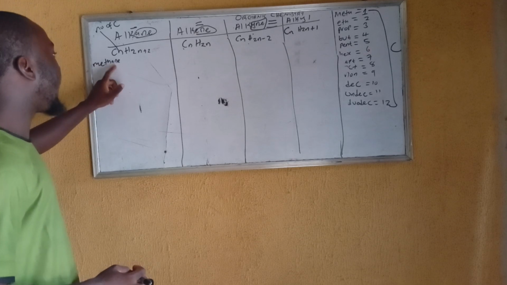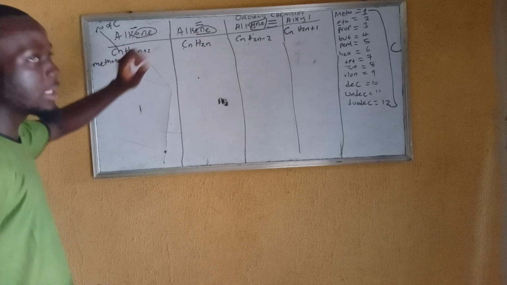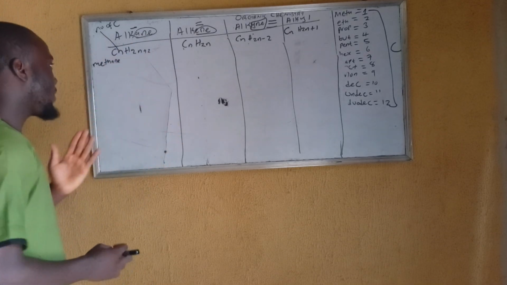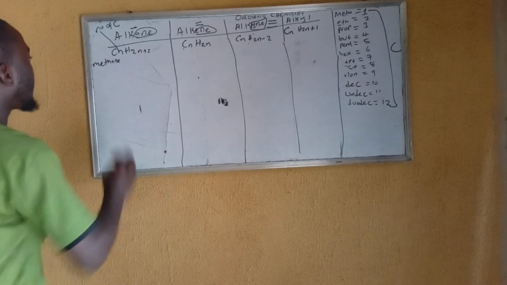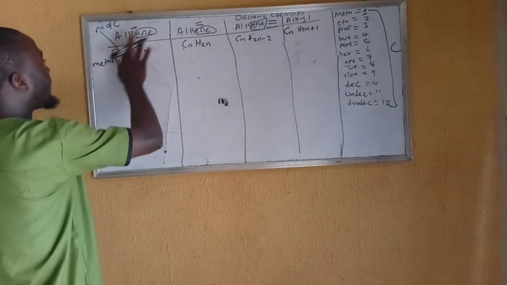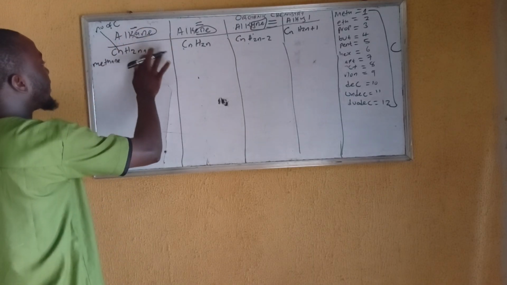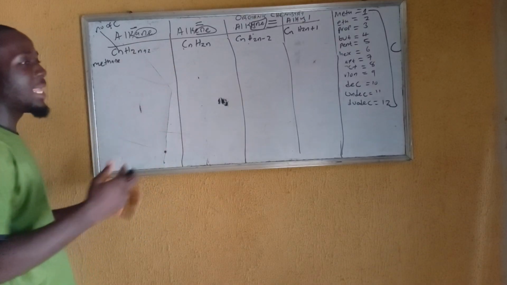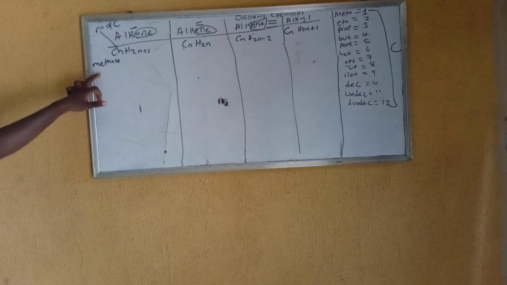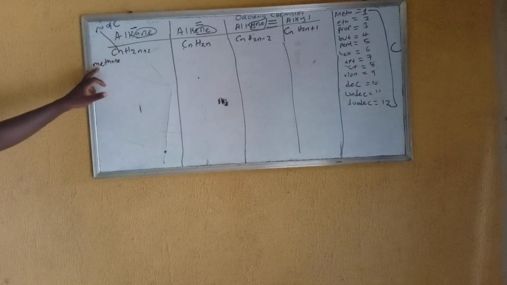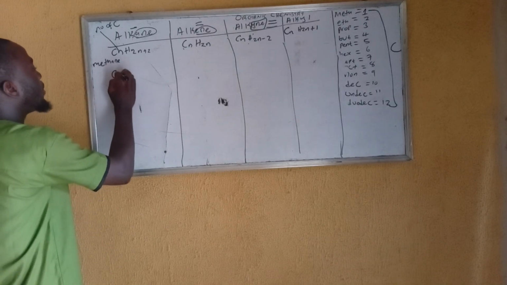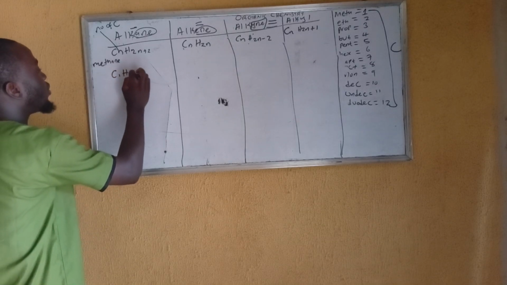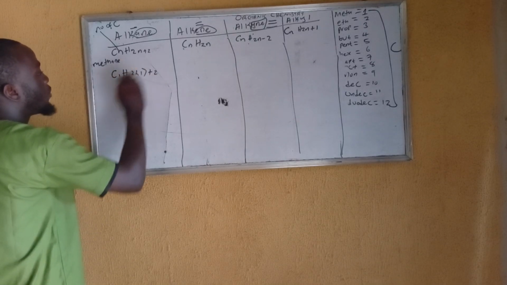And it belongs to the alkane family. So I will just go to the general formula for alkane, which is CnH2n+2. And anywhere I see my n, I put 1, because the number of carbon is 1. So this one will give me C1 H2(1)+2.